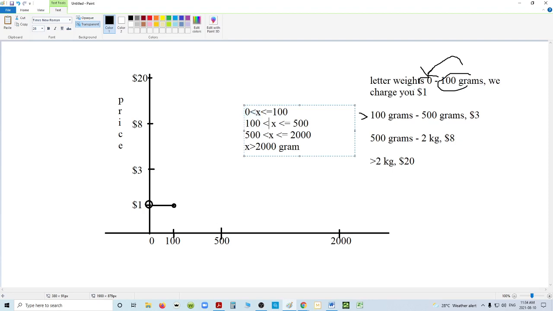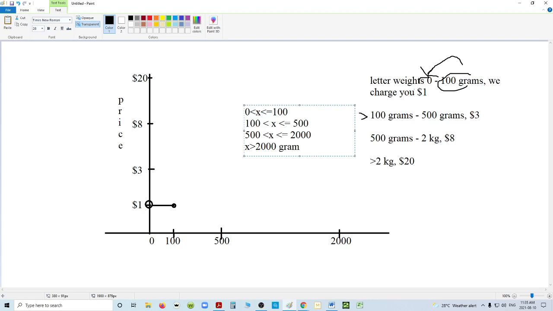Up here, I can't have 100 is smaller or equal to x, because it's possible to make that next category include 100 by doing that, which means when you hit 100 grams, they're going to charge you the next level up. But right now, the way I'm doing it, I'm just going to do it like that. And the reason you can't have both is because then you no longer have a function. They don't know whether to charge you $3 or $1 when it's 100 grams. So only one of the categories can have the 100 grams, and I've chosen the dollar.